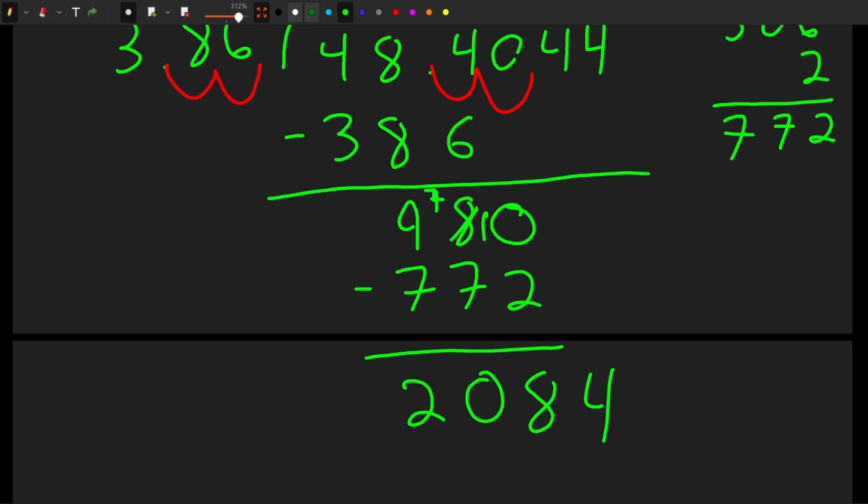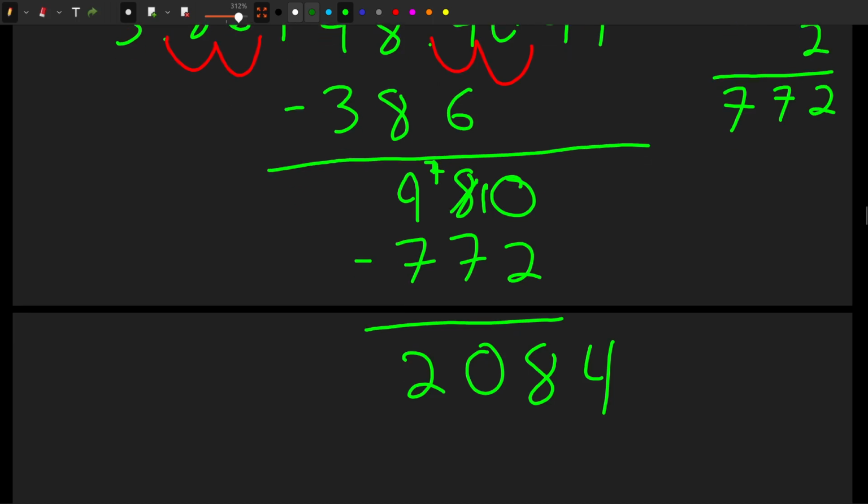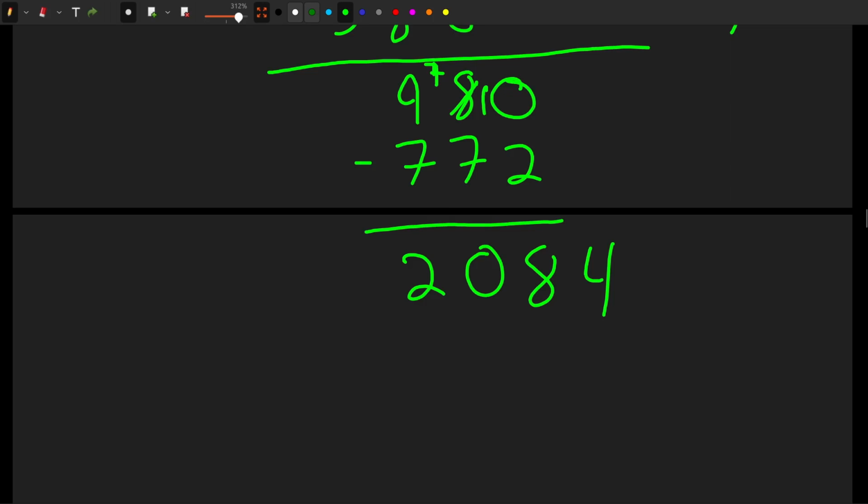And that's an interesting problem. Let's see. 300 times 5 would be 1500. 300 times 6 would be 1800. But I have that extra 86. That'll probably bring me over 2000. So I'm going to say, let's do 386 times 5. So I'm going to have 386 times 5.